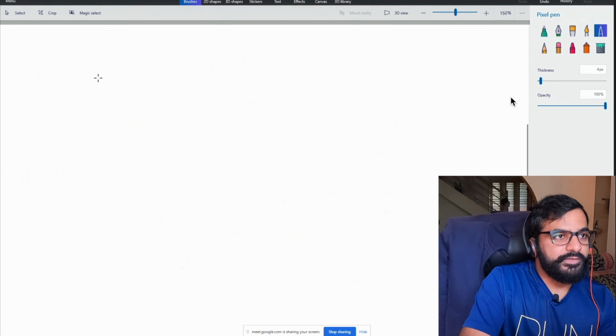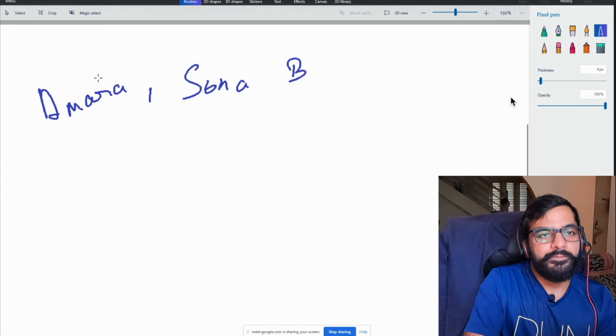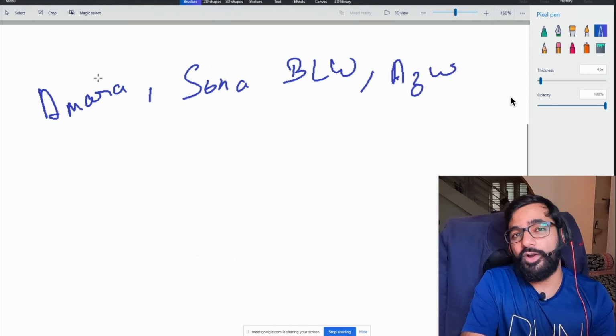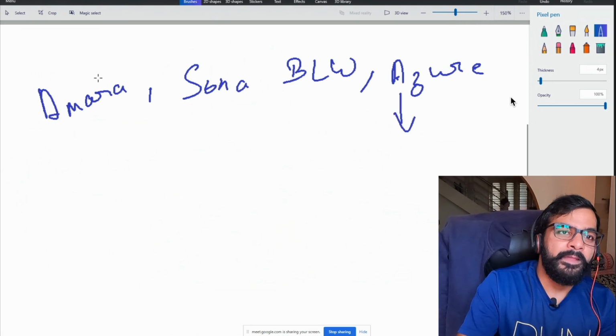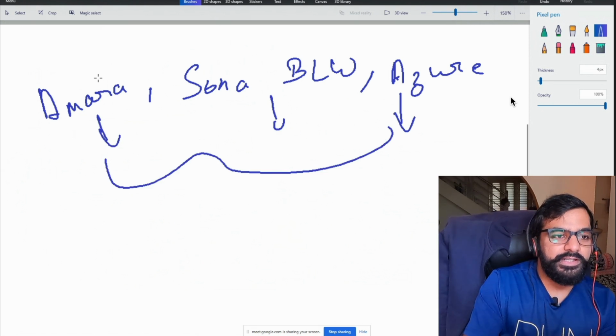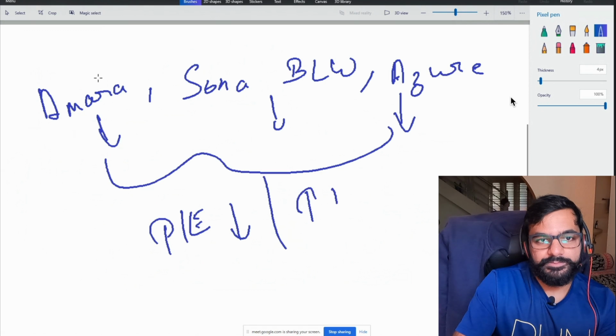Now, if you see Amara Raja Battery, Sona BLW, and Azure, which is an Indian company but listed not in India but on the New York Stock Exchange, they have one thing in common right now. The PE ratio is less than the industry PE and all the other competitors. Second, they have high promoter holdings.